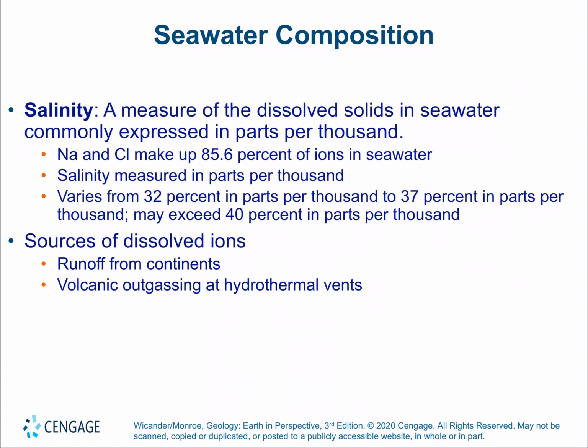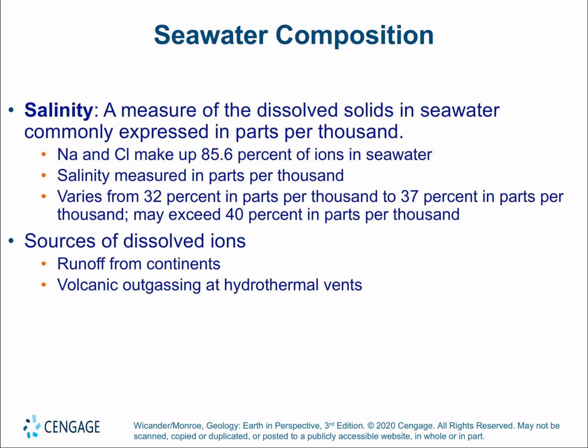Now, salinity is one way that we actually measure the dissolved solids in seawater, and we commonly express it in parts per thousand. You can see there's 2 ions that make up about 85.6% of those found in seawater, and that is sodium and chlorine. So that salinity is going to vary anywhere from 32 to 37 parts per thousand, sometimes could go as high as 40.